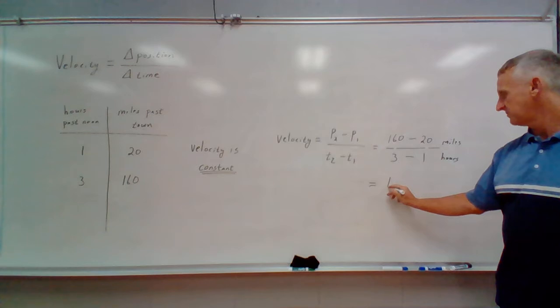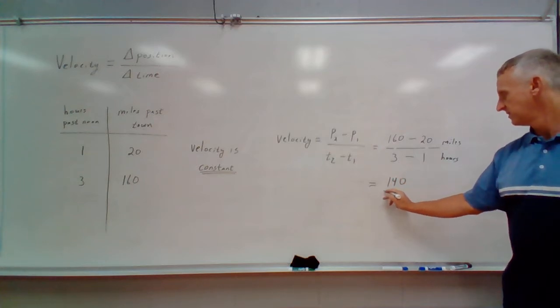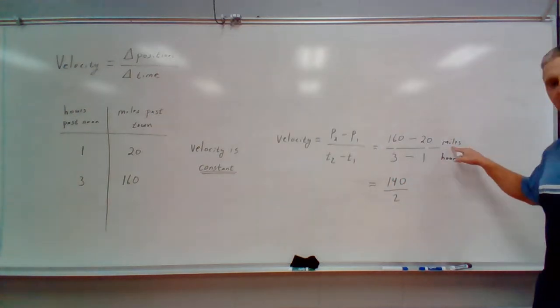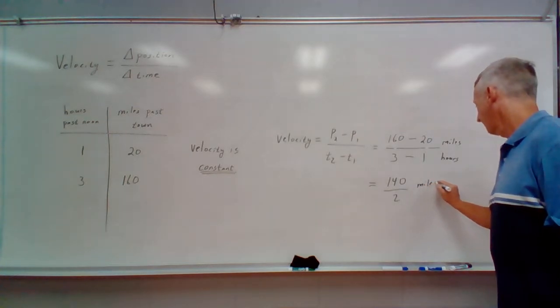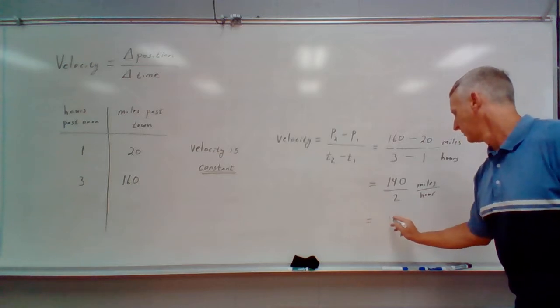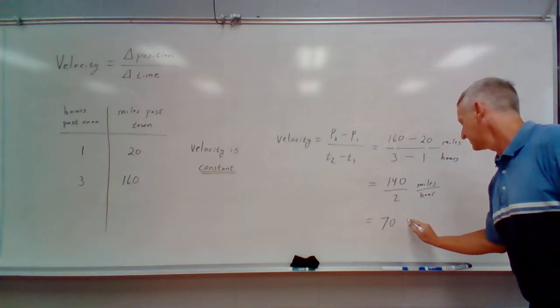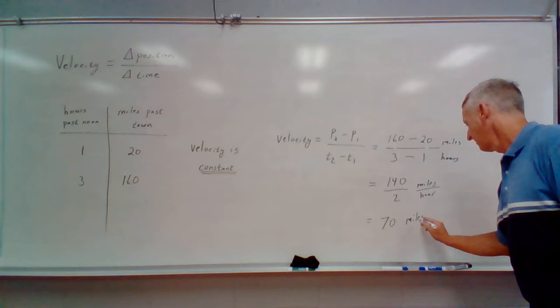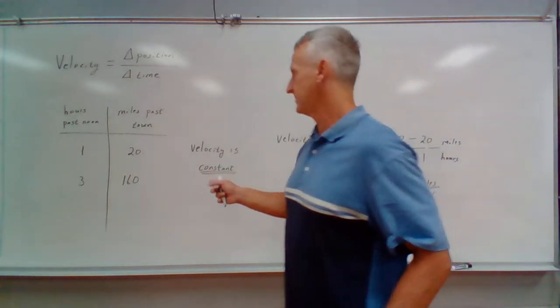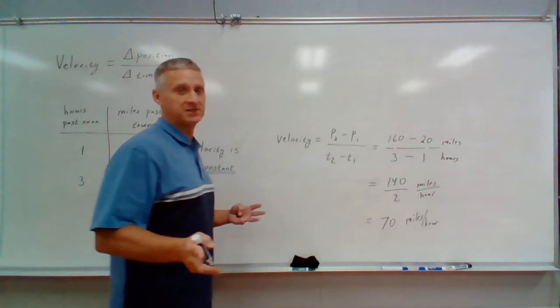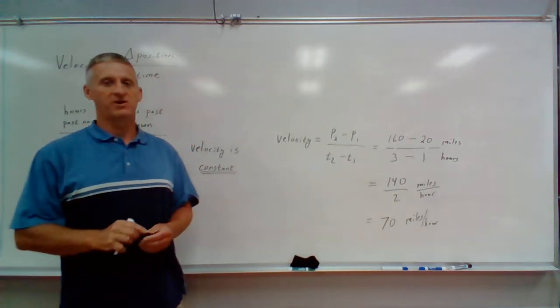160 minus 20, that would be 140 over 2. And you see here we have miles per hour. So simplifying that fraction, we get 70 miles per hour. So this person was driving down the highway at a constant velocity of 70 miles per hour.